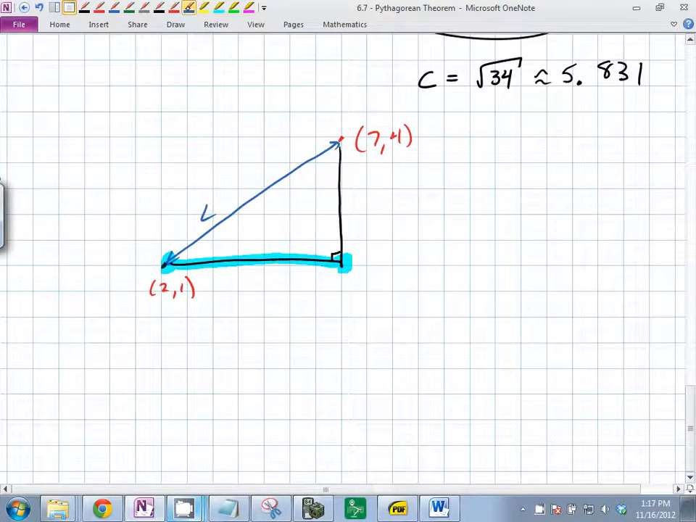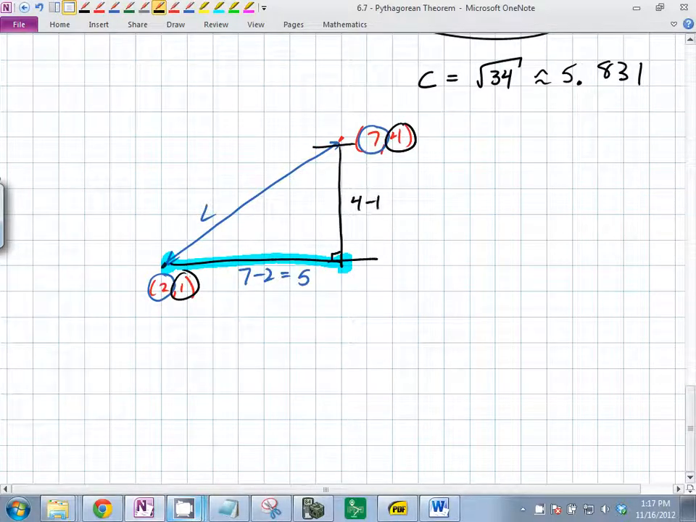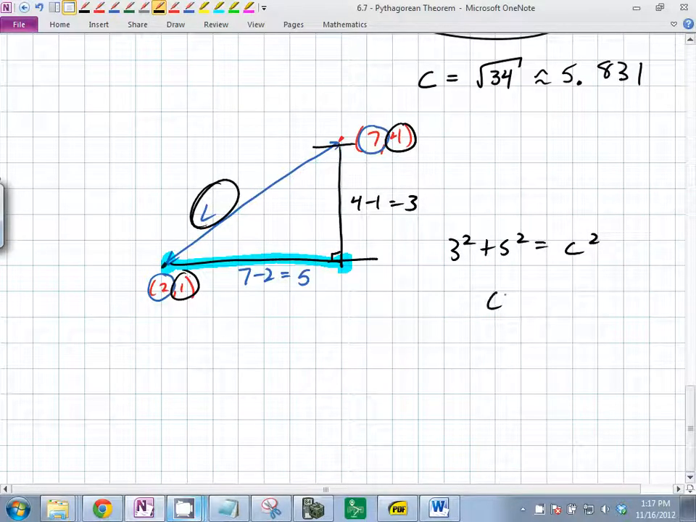Well, you're going from 2 all the way to 7. So that's 7 minus 2, which is 5, again. And this time we're going from 1 vertical all the way up to 4. So we go 4 minus 1 is 3. Looks familiar? 3 squared plus 5 squared is equal to c squared. So c squared is equal to 9 plus 25, which is 34. And again, you got the square root of 34. So you can have the same distance many other places.